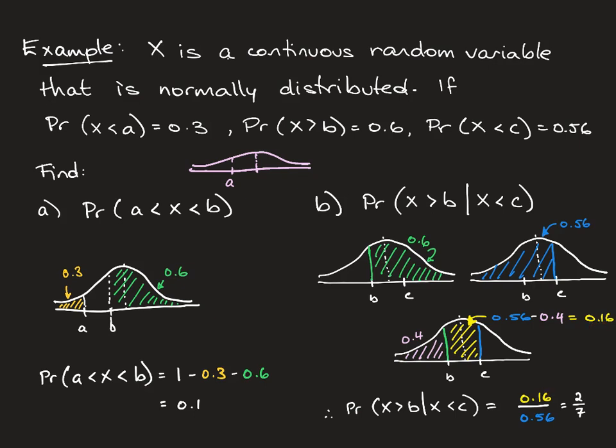So 0.16 over 0.56. You are expected in exam 1 to be able to simplify these values, and I know that they're decimals and you generally don't write decimals in a fraction, but to simplify this, multiply both by 100, top and bottom. That will get rid of the decimals, and then divide both by 8 and you'll get 2 on 7. The final thing is to show you how to calculate normal probability on your CAS. So let's have a look at that.